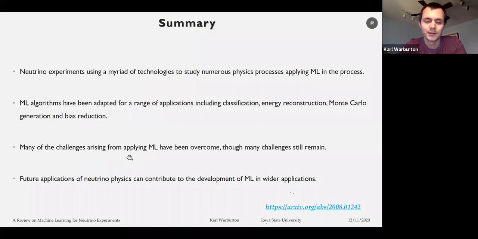Many of the challenges arising from applying machine learning have been overcome, though there are still many challenges that remain. And going forward, I think there's a great deal of progress that can be made by merging the applications of machine learning in both neutrino physics and industry. And I've just put a link to the paper where I discuss all of these different strategies and challenges that we've overcome here on the summary, as well as on the first slide.